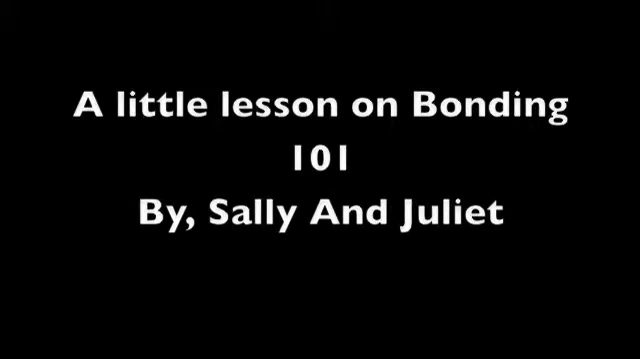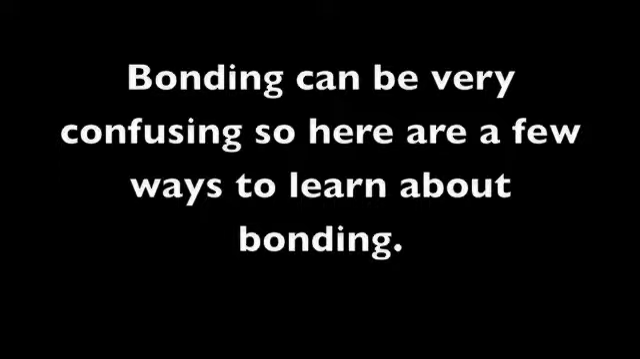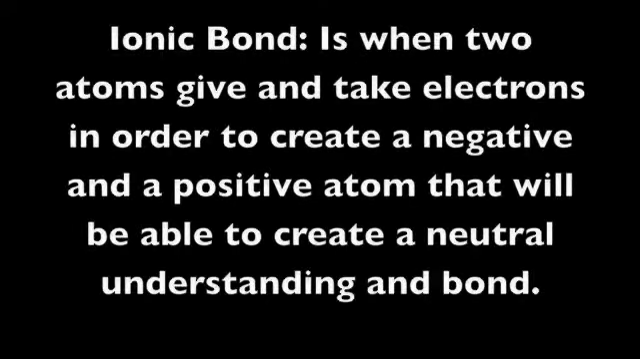Here's a little lesson on Bonding 101. Bonding can be very confusing, so here are a few ways to learn about bonding. An ionic bond is when two atoms give and take electrons in order to create a negative and a positive atom that will be able to create a mutual understanding and bond.